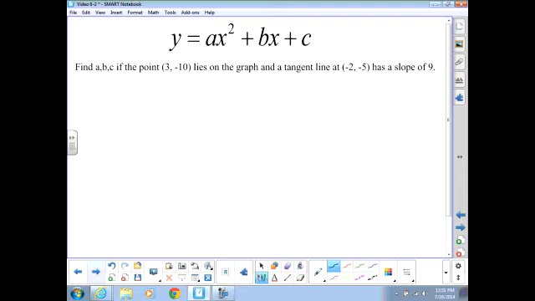So first off, we know 3, negative 10 is on the graph. So that means in y, we're going to plug in 3 for x and negative 10 for y.